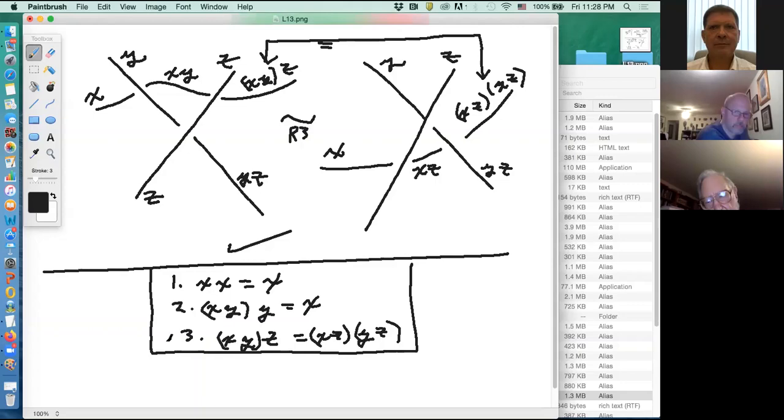So let's go back to the trefoil knot and take a closer look at what this is telling us.